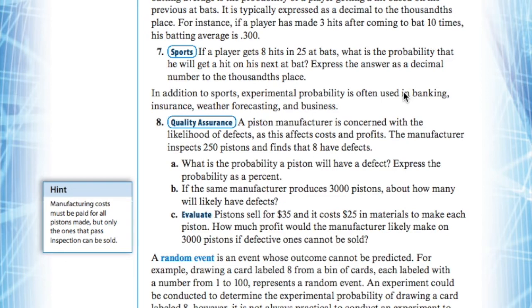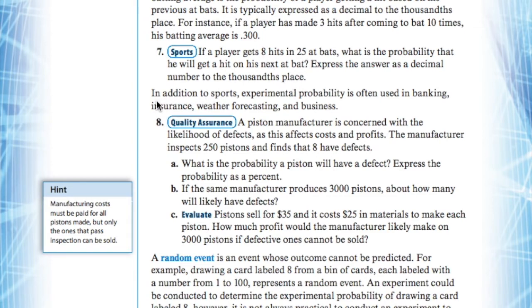Let's try and calculate this in terms of mathematics in number 7. If a player gets 8 hits in 25 at-bats, what's the probability that he will get a hit on his next at-bat? Express the answer as a decimal number to the thousandths place. So you would take 8, the number of events that occurred, versus 25, the total number of trials, and put that into a fraction. 8 divided by 25. You turn that fraction into a decimal, because that's what it's asking us to do, and you would get 0.320. I'm going to add that thousandths place 0 and say that this player is hitting 320. It's a really good batting average to have if you're having 8 hits out of 25 at-bats.